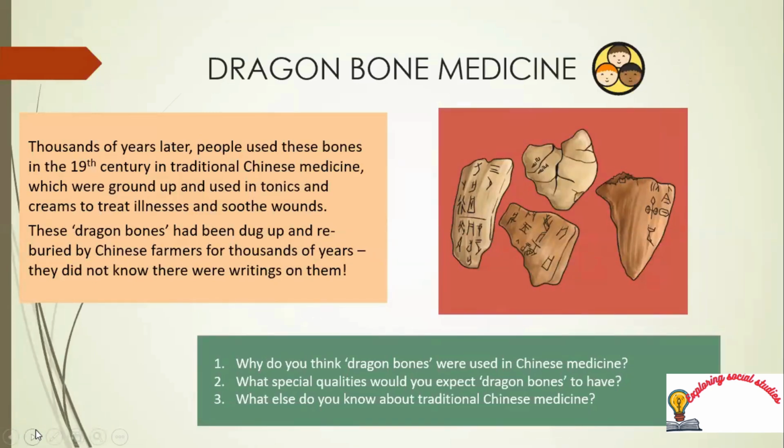Dragon-bone medicines. Thousands of years later, people used these bones in the 19th century in traditional Chinese medicine, which were ground up and used in tonics and creams to treat illness and soothe wounds. These dragon bones had been dug up and reburied by Chinese farmers for thousands of years. They did not know there was writing on them.